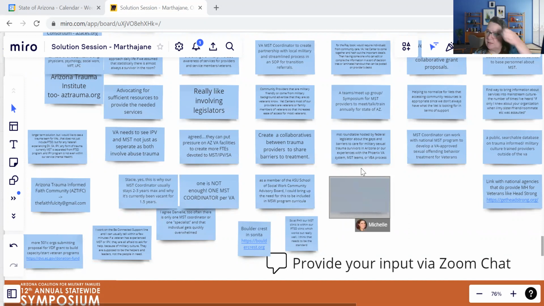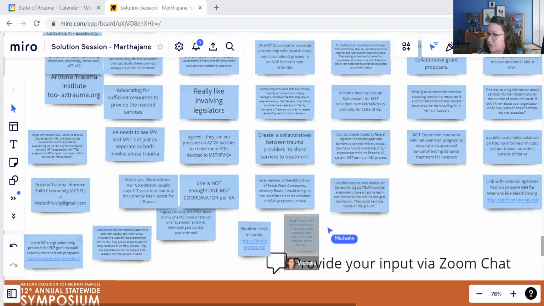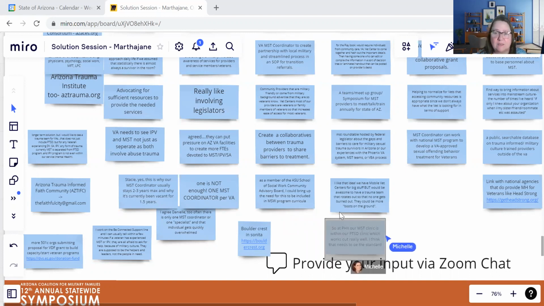Those are great. So in Phoenix, the MST clinic is within the PTSD clinic, which works out really well. And if that could be a standard statewide. Stacy's group has a mobile vet center for big stuff, but it would be awesome to have a trauma team that rotates out so that no one gets burned out. They could be more boots on the ground. That's awesome.